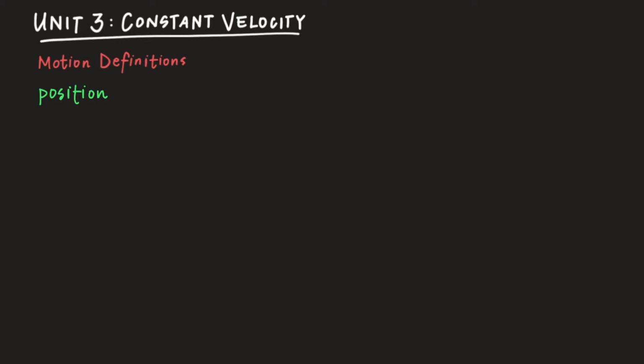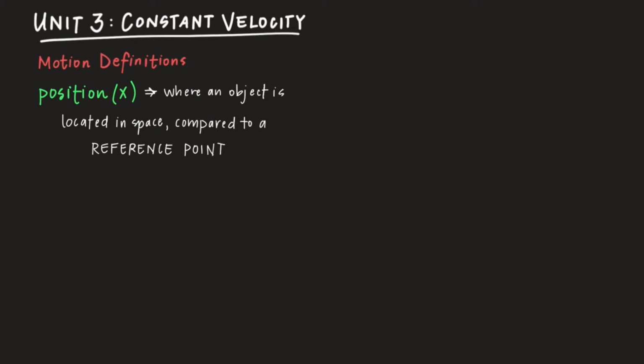Our next definition is position. This is going to get a little technical here before I get the chance to explain. The symbol for position is X. A position is just where an object is located in space compared to a reference point. That's the key here, that reference point. Usually that reference point, we make that point the origin. So if you think about where a point or an object is located compared to the origin, that's position. Position is where something is compared to the origin.